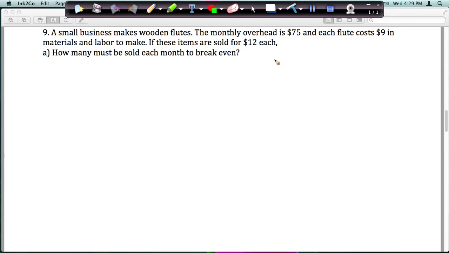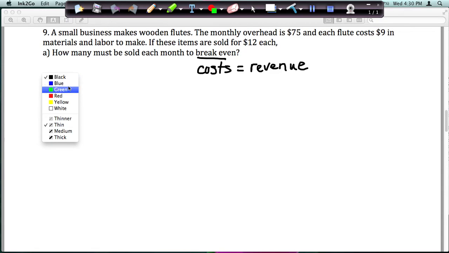So break even basically means that your cost, whatever your costs are, has to equal whatever revenue you bring in. So you're not making any money and you're also not losing any money. You're just breaking even. So I'm going to use C and R to represent my equations.